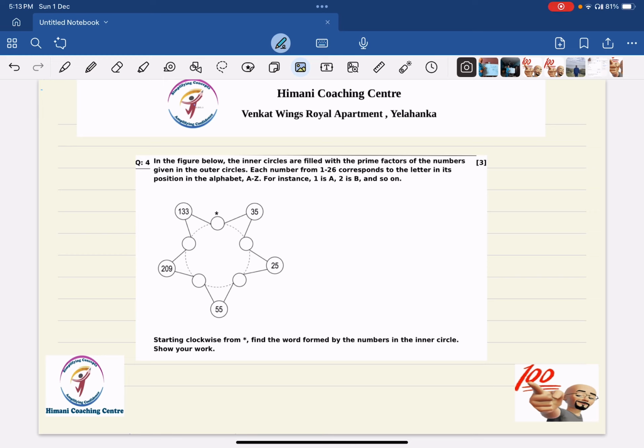Now let us look at first question. Here we are given a figure. The inner circles are filled with prime factors of the numbers given in the outer circle. Each number from 1 to 26 corresponds to the letter in its position in the alphabet A to Z. For instance, 1 is A, 2 is B, and so on. So now we are asked to, starting clockwise from star, which is there, find the word formed by the numbers in the inner circle. Show your work.